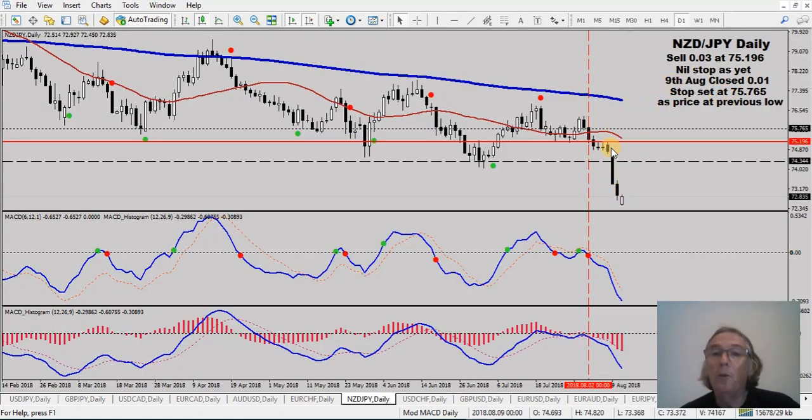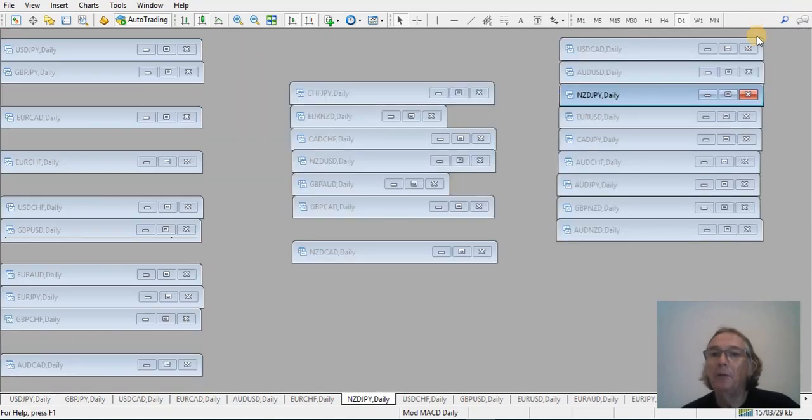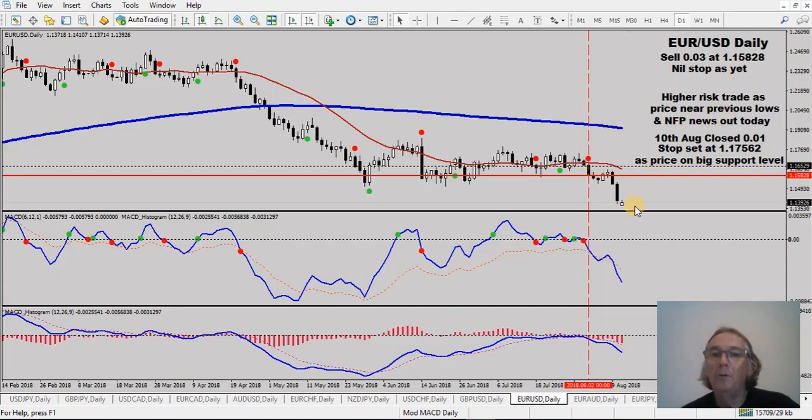All I did this morning is I closed another 0.01. So just taking a bit more profit there. Nothing else has changed. So I've only got 0.01 left in this trade. So it's just too good to not take. That's the New Zealand yen.